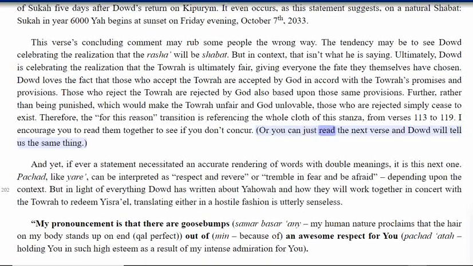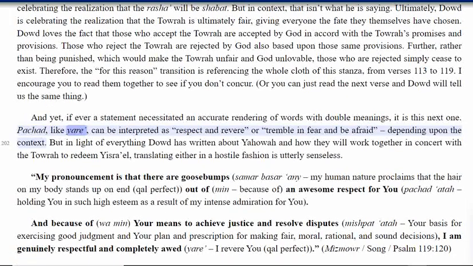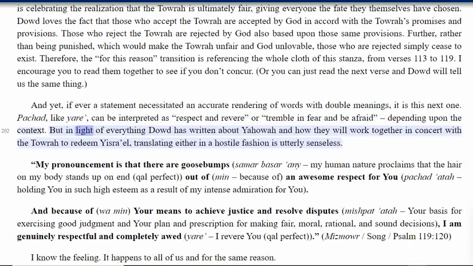Or you can just read the next verse and Dowd will tell us the same thing. And yet, if ever a statement necessitated an accurate rendering of words with double meanings, it is this next one. Pochod can be interpreted as respect and revere or tremble in fear and be afraid, depending upon the context. But in light of everything Dowd has written about Yahowah and how they will work together in concert with the Torah to redeem Yisrael, translating either in a hostile fashion is utterly senseless.